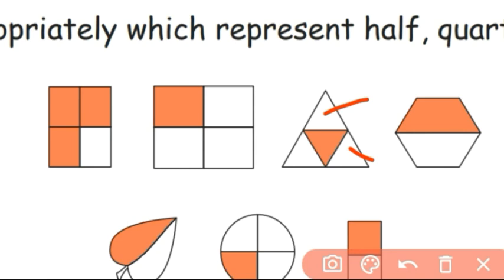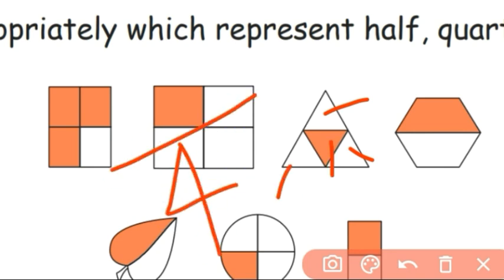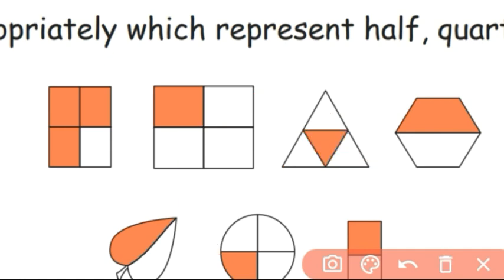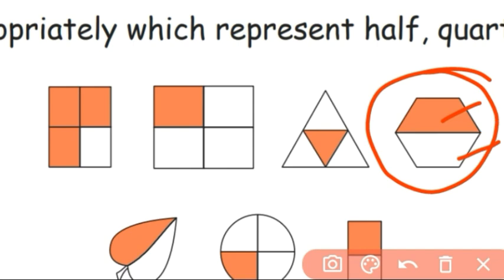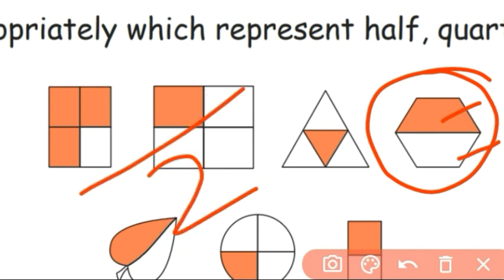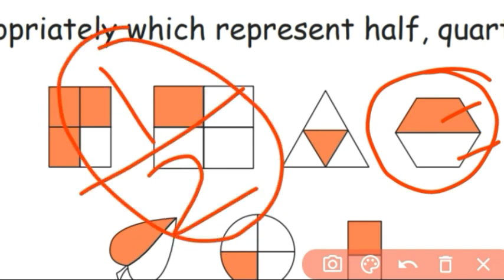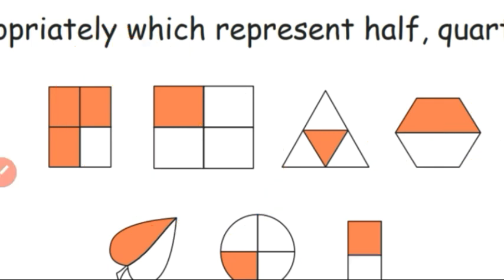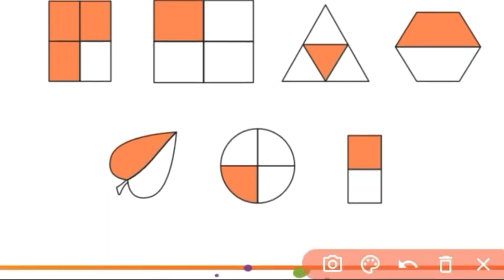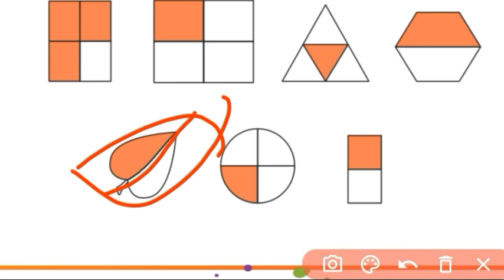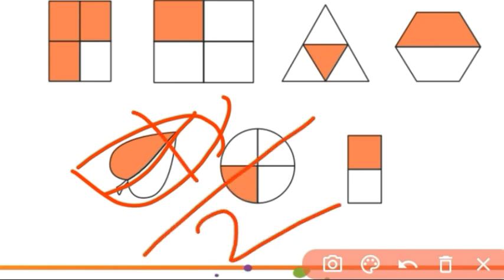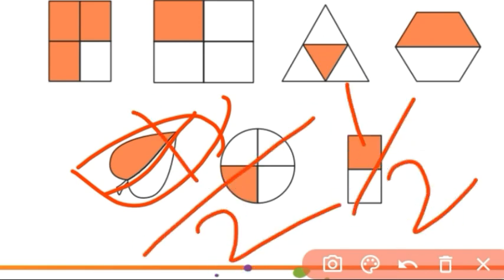Next, 1, 2, 3, 4. The total number of columns is 4 and one part is colored. So it's a quarter. See, 1, 2. Number of colored parts is 1. So this is half. See, the number of parts is 2. Colored part is 1. 1 by 2 is a half.